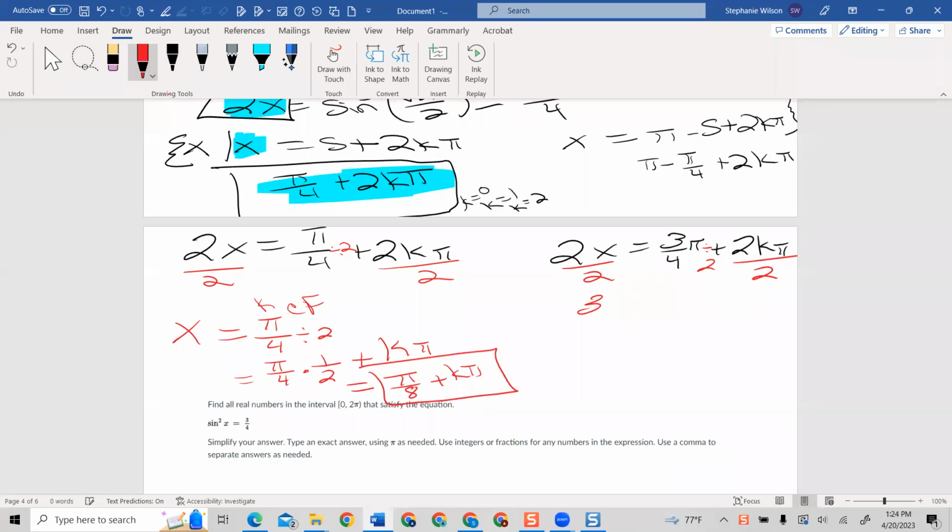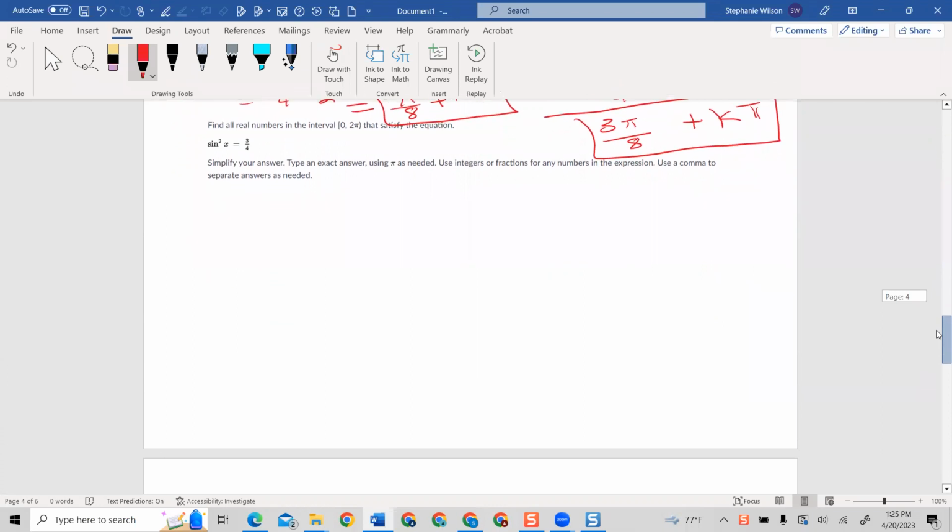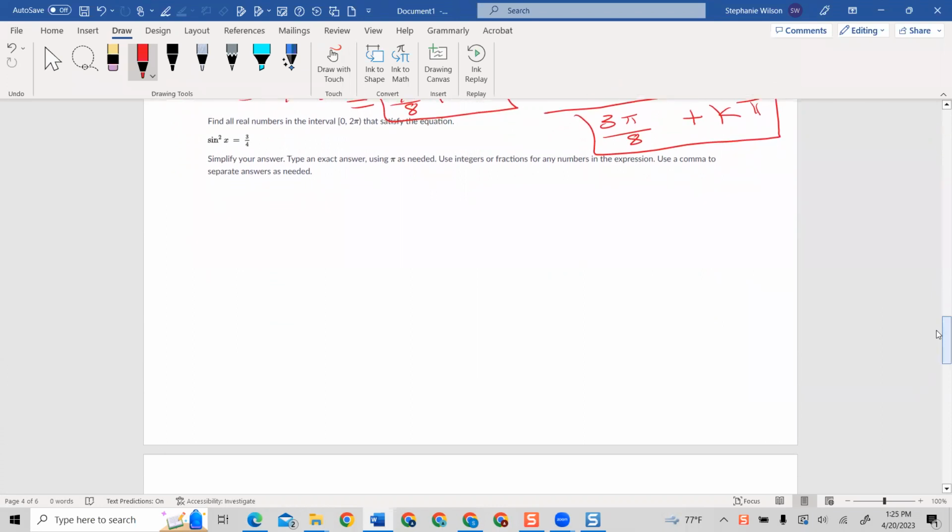Now I got 3 pi 4ths divided by 2. And again, keep change flip. So now I got 3 pi 4ths times 1 over 2, which is 3 pi 8ths. And then we divide by 2 on this other side, and we get plus k pi. Again, this is our answer. If it asks us for exact values, plug in for k. Now let's do this next one.